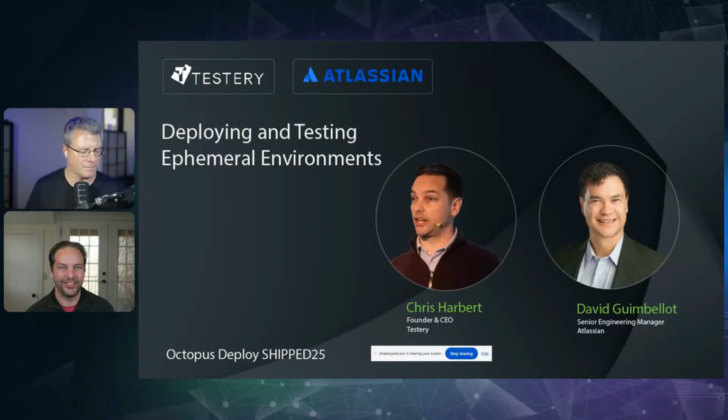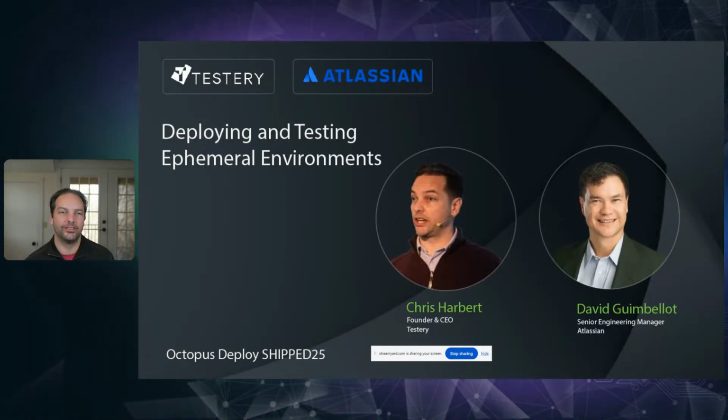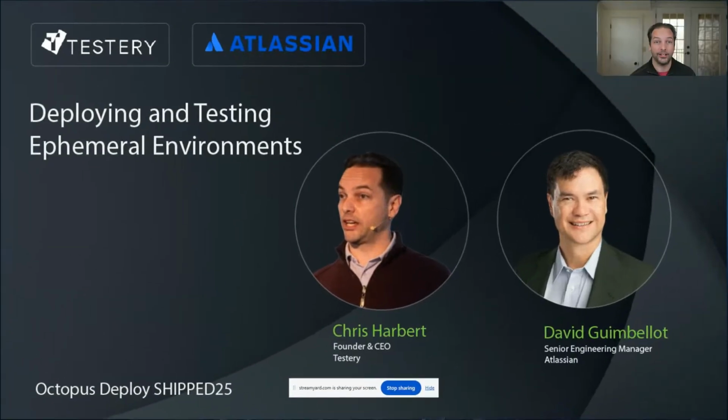All right, sounds good. Well, thank you everyone for having us. Today we're going to talk about how we deploy and test ephemeral environments at Atlassian by leveraging both Octopus Deploy and Testery. And it works quite nicely together and solves a problem that, frankly, many of us have had in the industry. I'm excited to share what we did to solve this problem, but then also share what some of the options are available to you today if you're trying to solve this problem also.